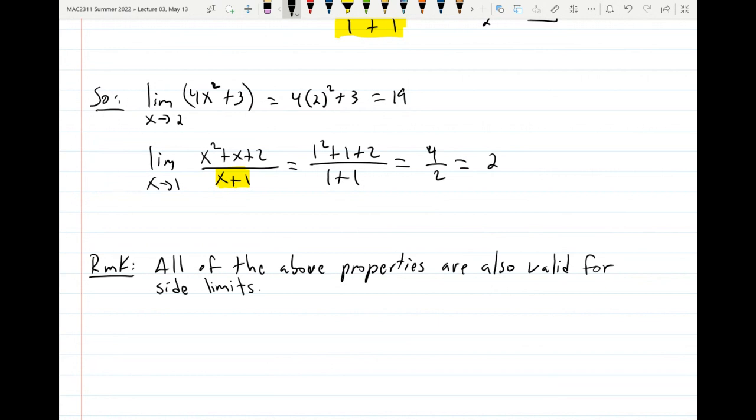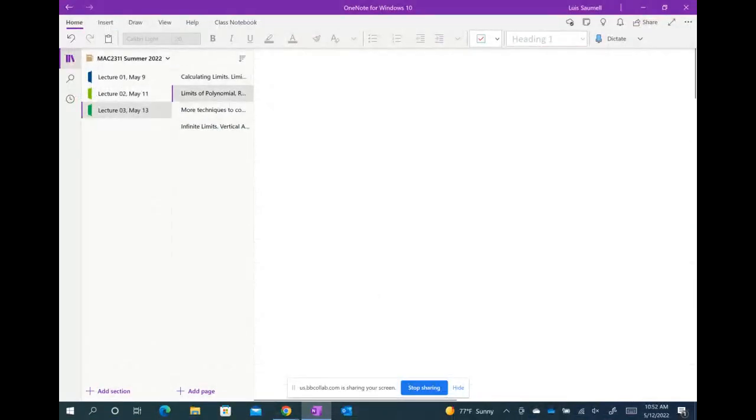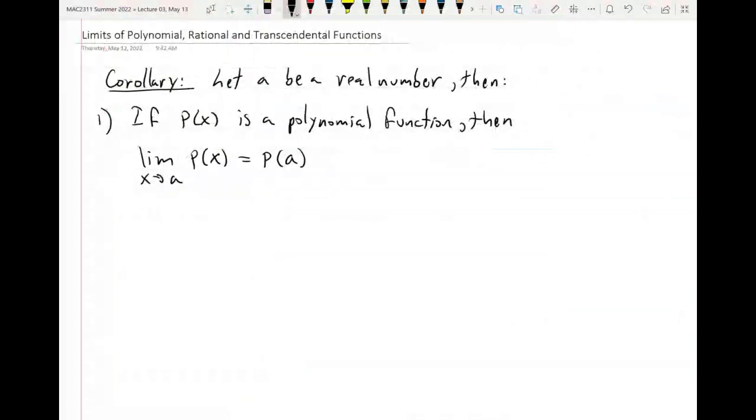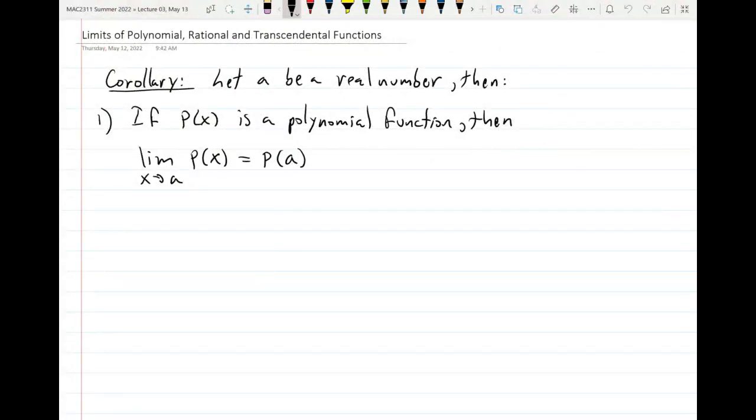The limit of the sum is the sum of the limits, and so on. You just need to be consistent. If you're doing it from the right, both limits have to be from the right, or both from the left. Okay, you cannot do a mixture of those. But all of those properties apply. Okay, so the limit of a polynomial function is just evaluate, and once again, same thing for side limits. And number two, if you have a rational function, so if r of x, so rational function means that it's a quotient of polynomials. Okay, it's p over q. It's a rational function.